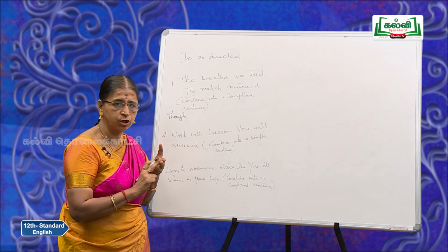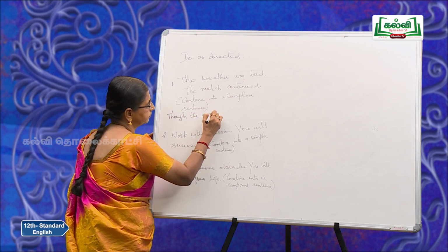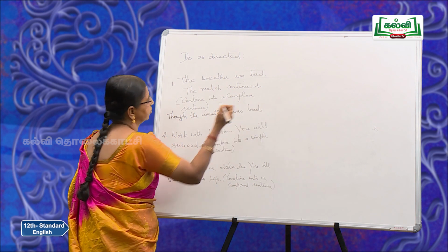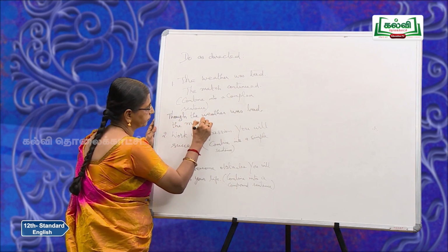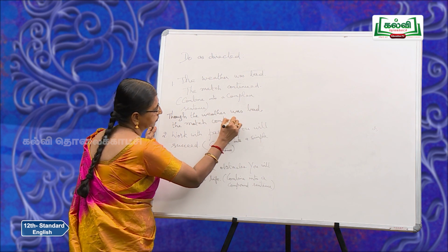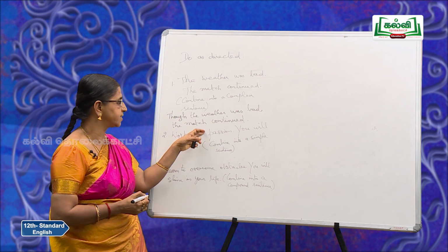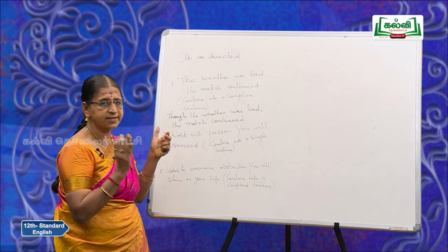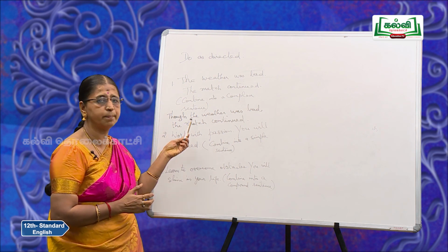Though or although or even though, what happened? The weather was bad, comma, the match continued. Now, you will be able to identify the main clause here, the match continued. So, incomplete part, subordinate clause: though or although or even though the weather was bad.